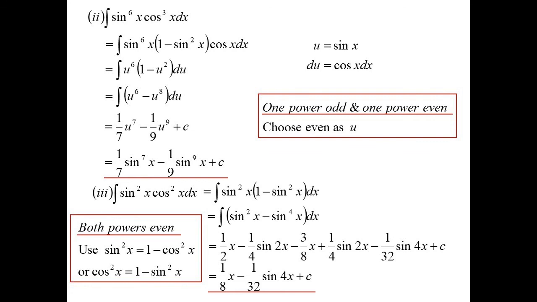So if both are even, you take a choice which one you want to do. Change the sine squared to 1 minus cos squared, or the cos squared to 1 minus sine squared. Again, I'll probably go with the lower power. In this case, they were both 2, so it didn't matter. But I'll probably go with the lower power to change.